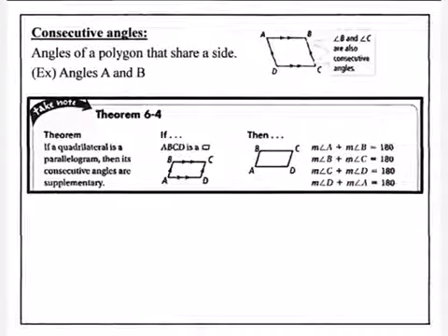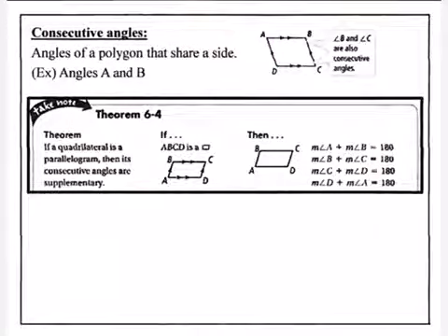Consecutive angles. Angles of a polygon that share a side. So consecutive angles would be like angle A and angle B. They share a common side. Or you could say A and D, they share a common side.